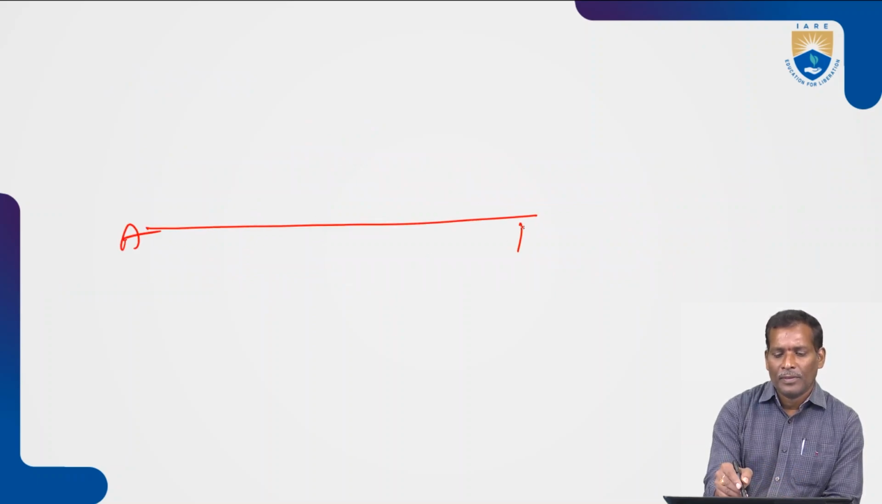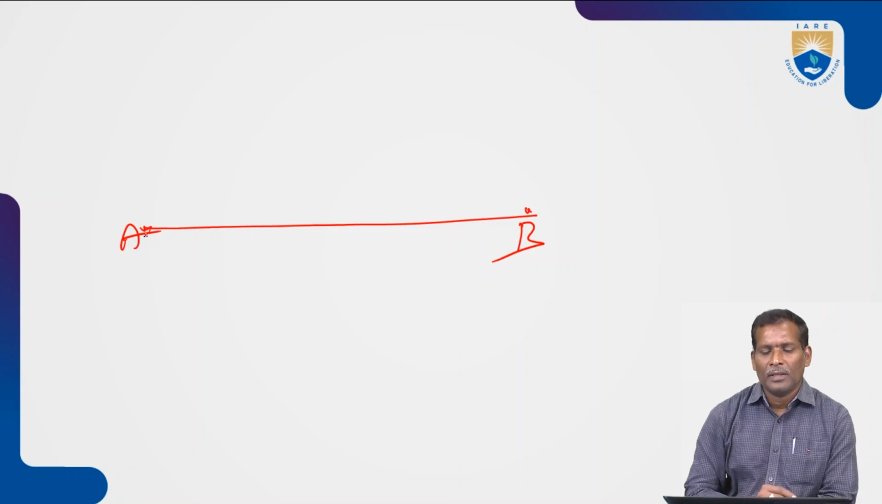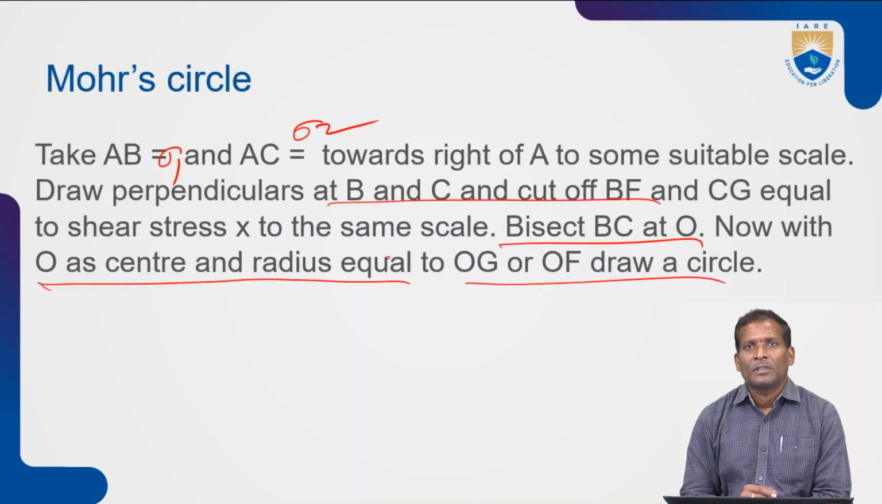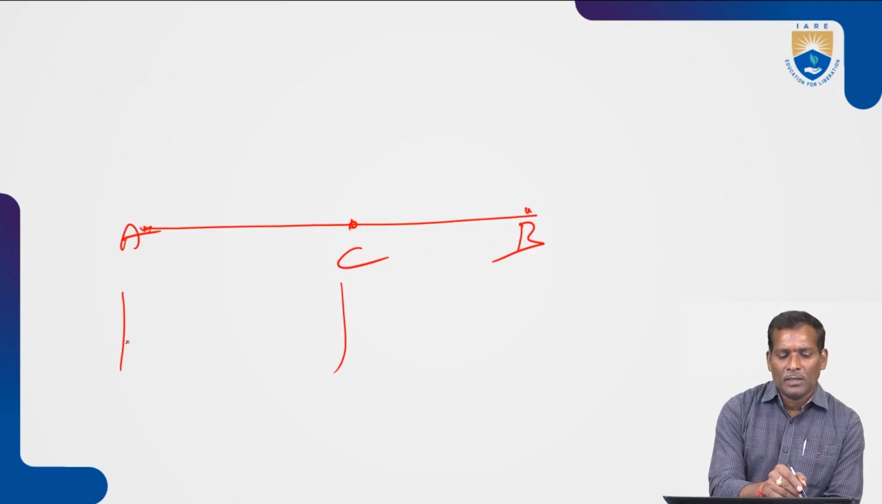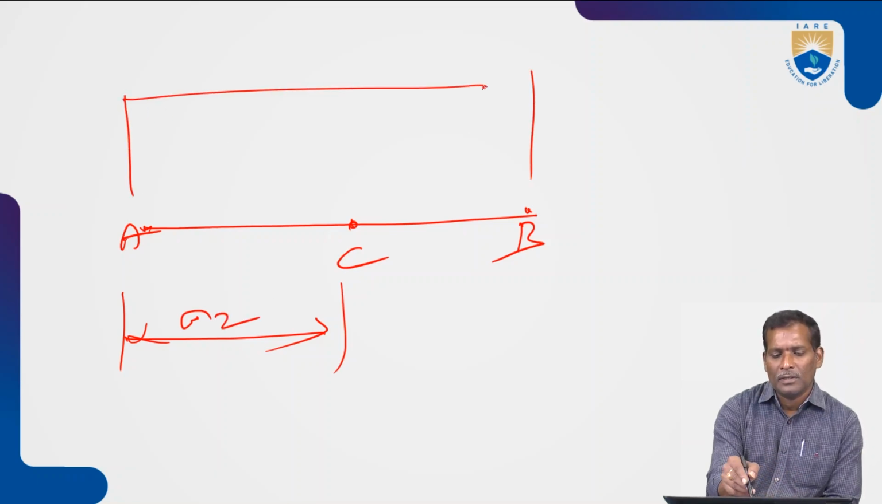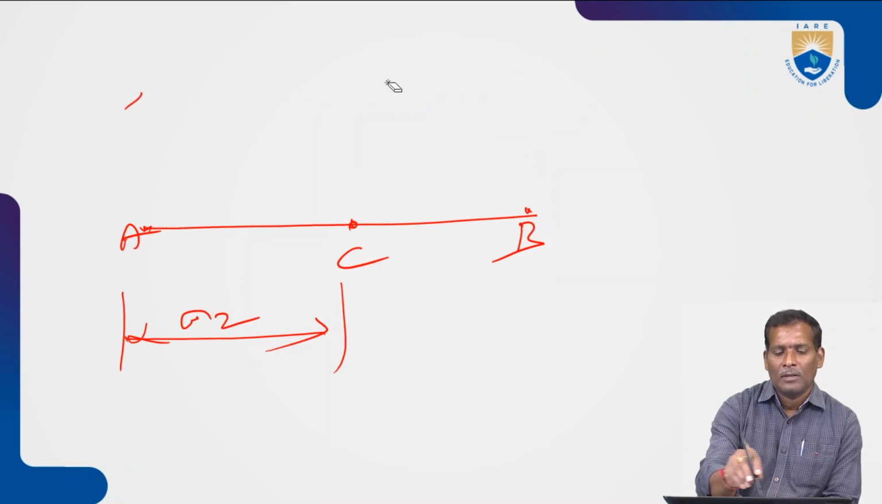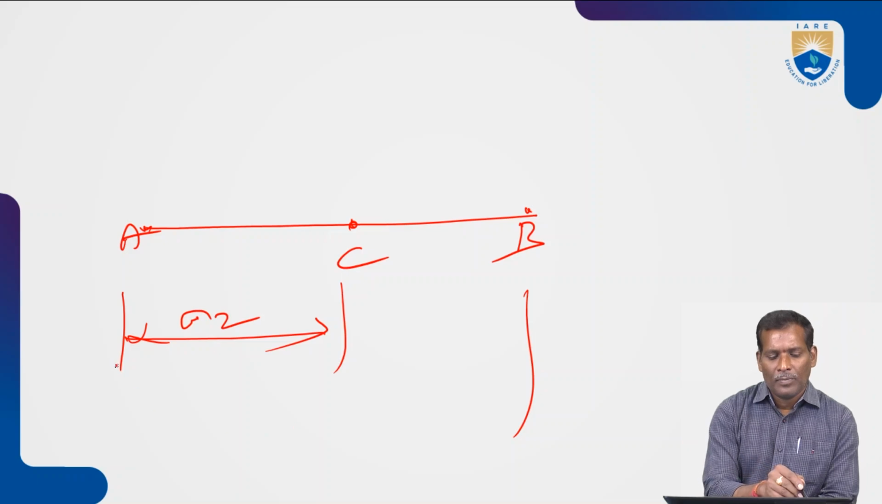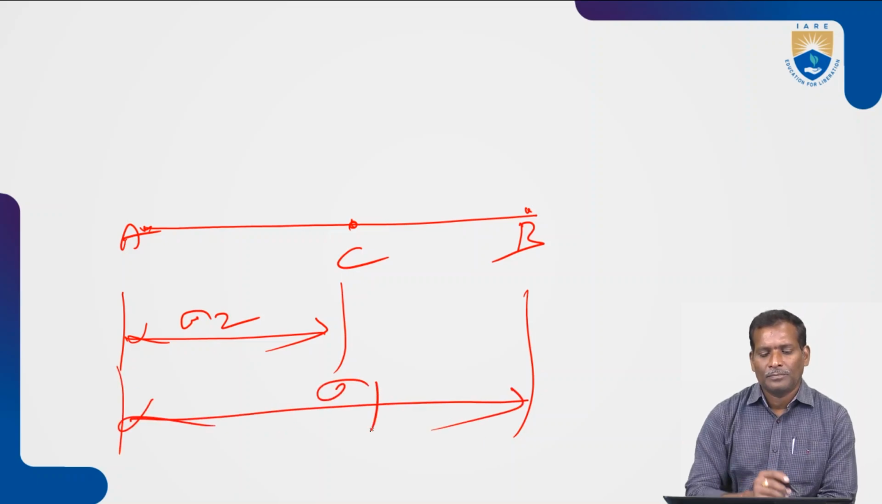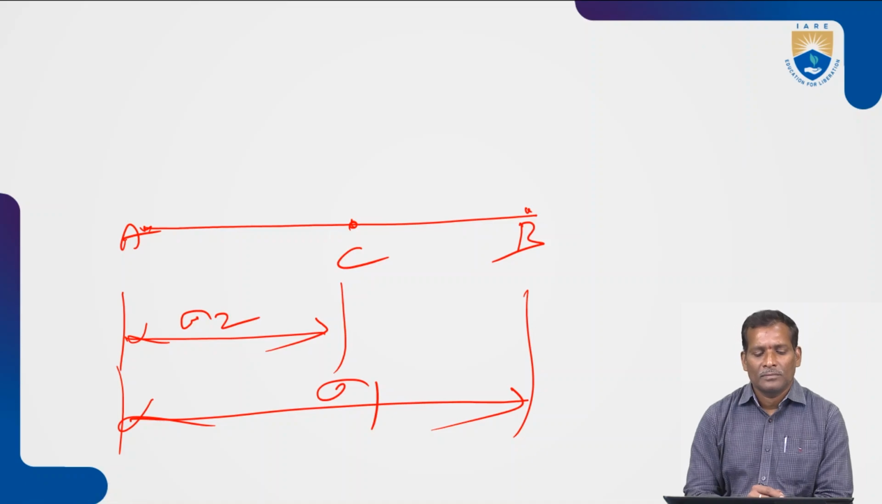Here AB and AC are to the right of A. So draw a line A, AB and AC. AC represents sigma 2 and this is sigma 1. Now draw a circle.